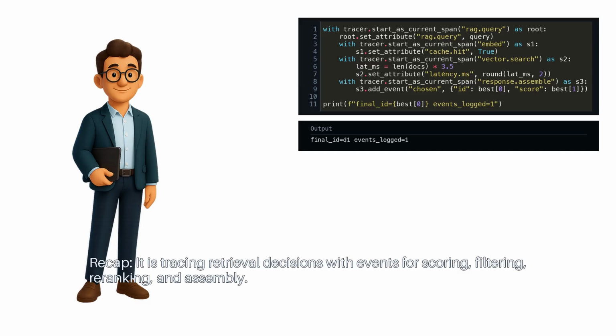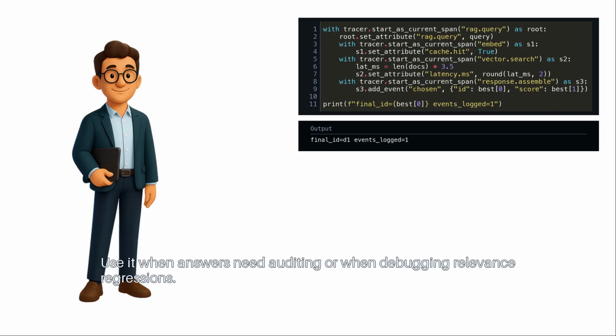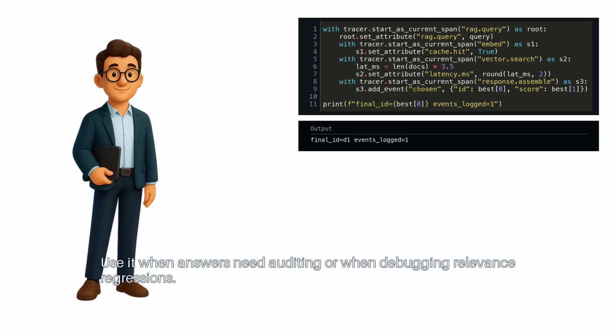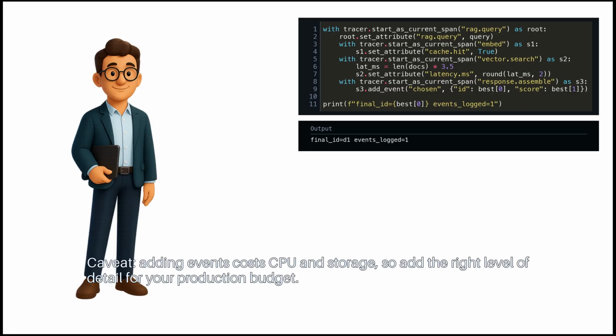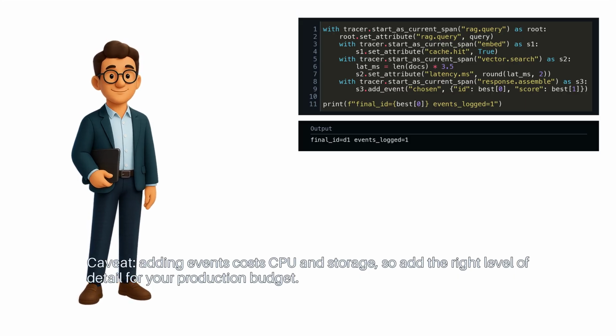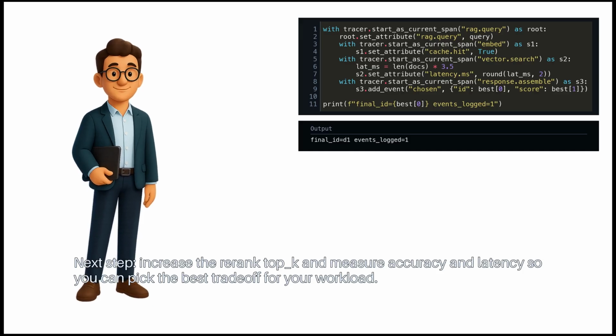Recap. It is tracing retrieval decisions with events for scoring, filtering, re-ranking, and assembly. Use it when answers need auditing or when debugging relevance regressions. Caveat. Adding events costs CPU and storage, so add the right level of detail for your production budget. Next step. Increase the re-rank top K and measure accuracy and latency so you can pick the best trade-off for your workload.